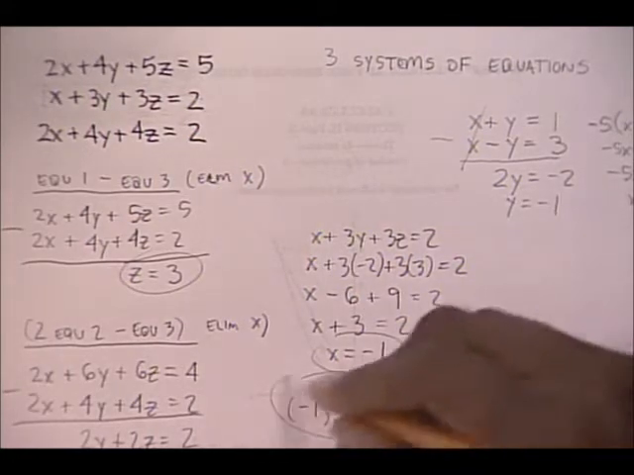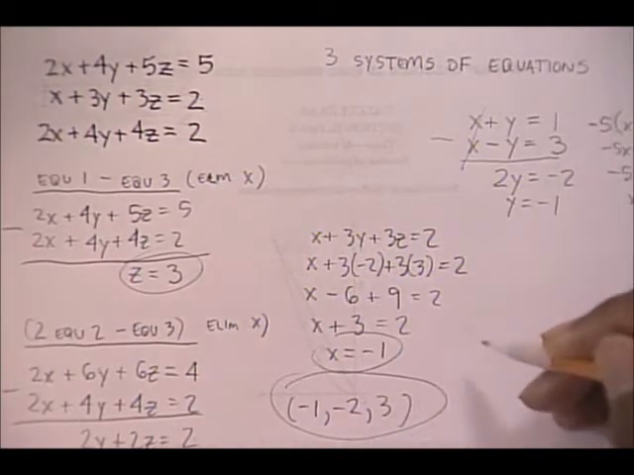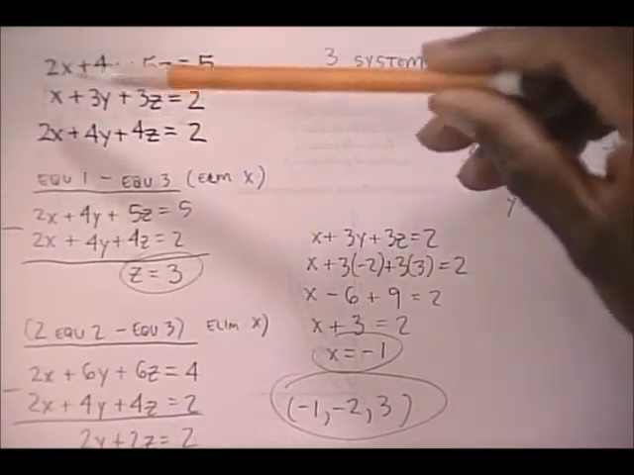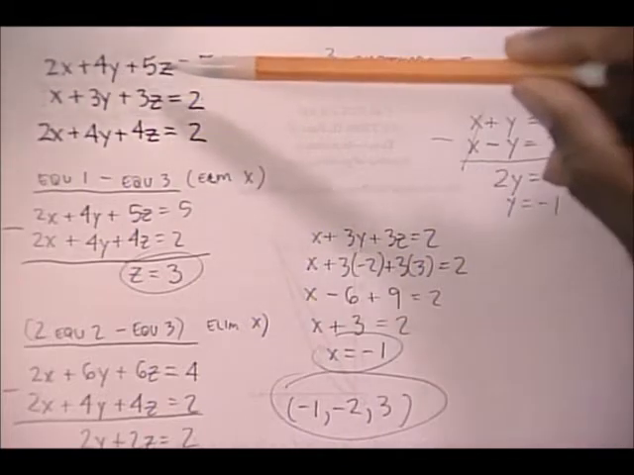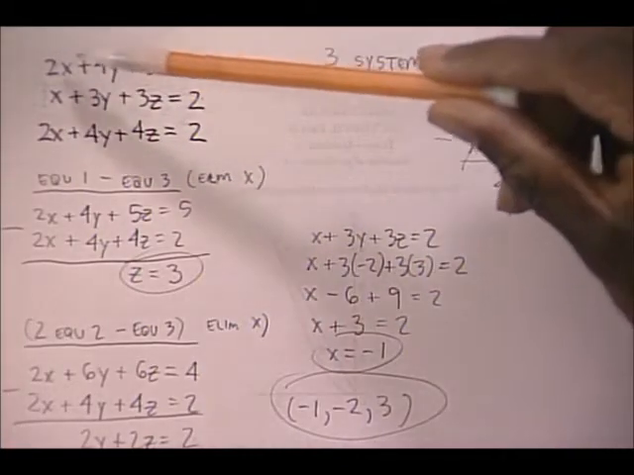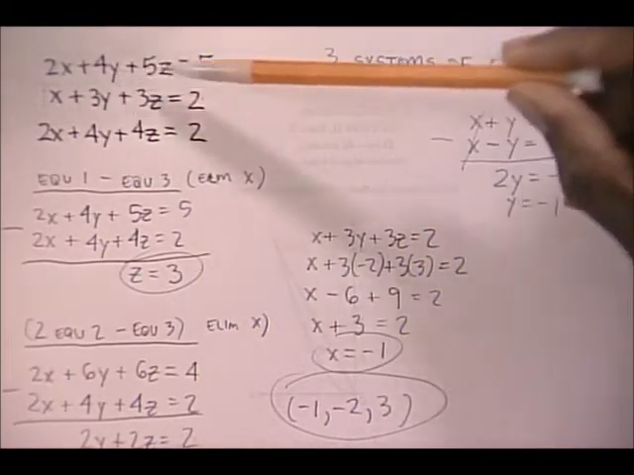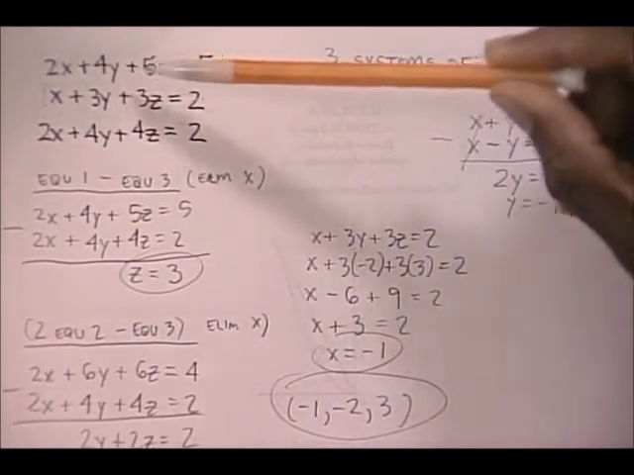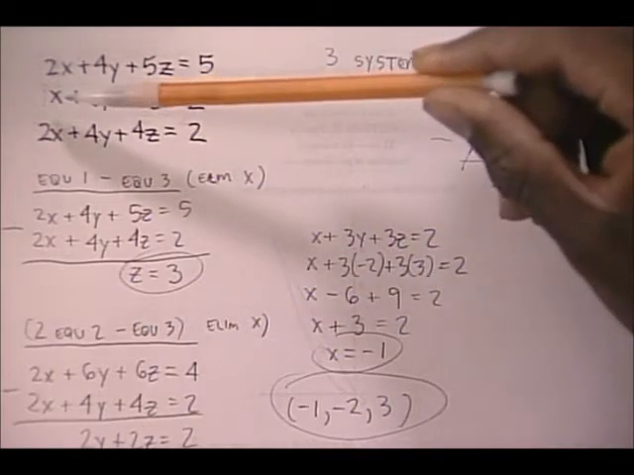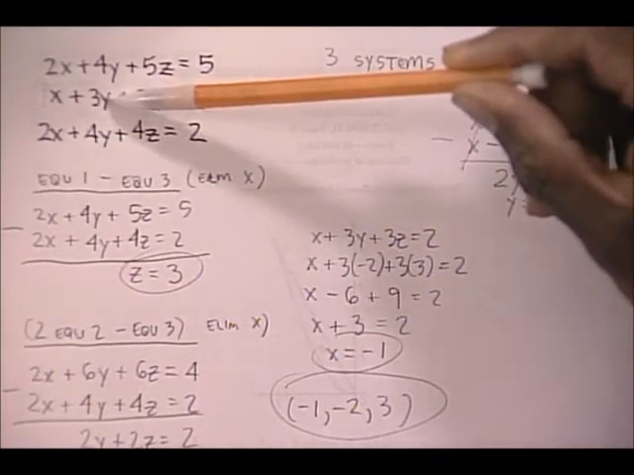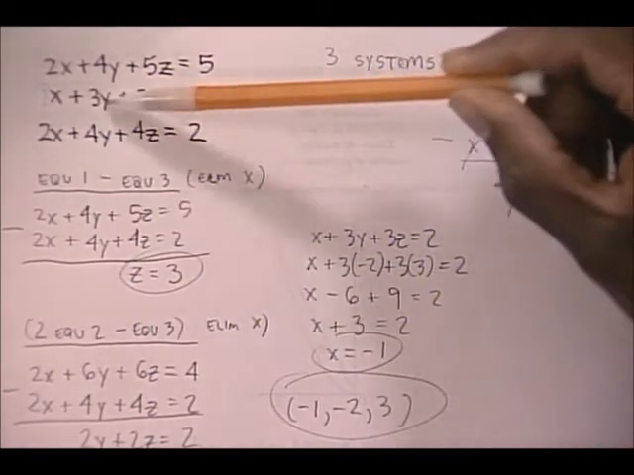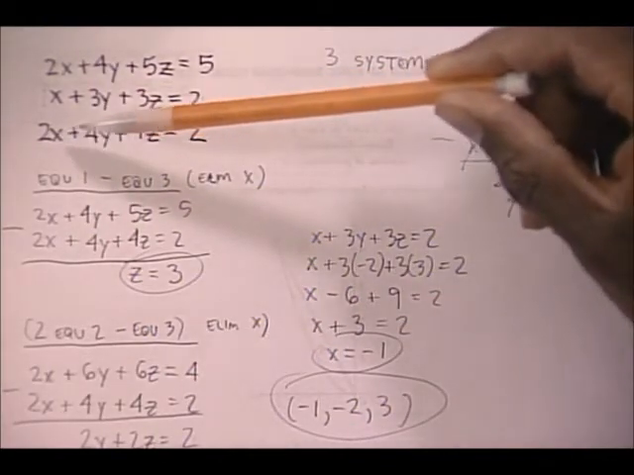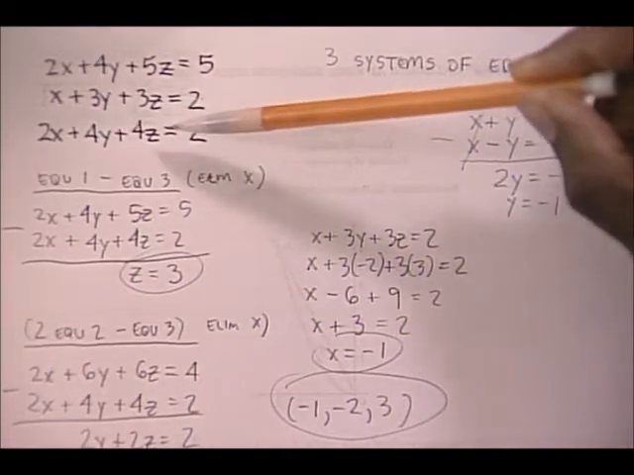So it turns out that what you've done now is you have determined the value for x, y, and z, that if you were to substitute this x, y, and z of negative 1, negative 2, and 3 here, here, and here, you'd get 5. You substitute negative 1, negative 2, and 3 here, here, and here, and you'd get 2. And then you substitute negative 1, negative 2, and 3, you get 2.